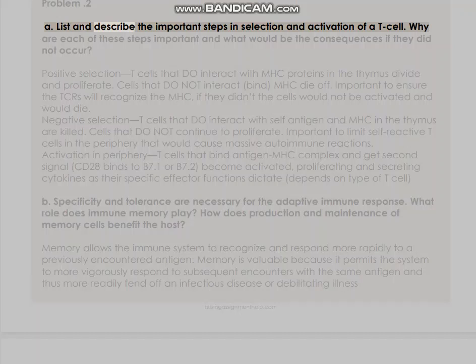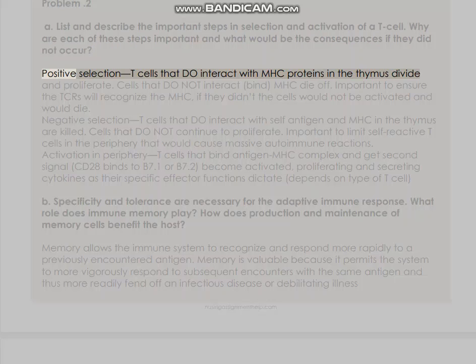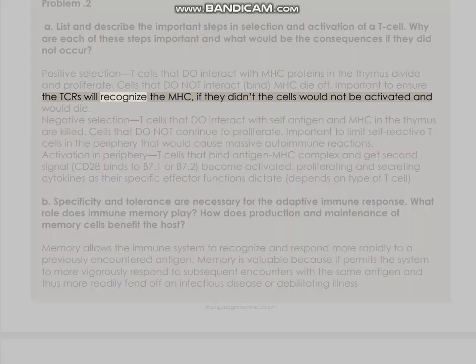Problem Point 2. A. List and describe the important steps in selection and activation of a T cell. Why are each of these steps important, and what would be the consequences if they did not occur? Positive selection. T cells that do interact with MHC proteins in the thymus divide and proliferate. Cells that do not interact, bind, MHC die off. Important to ensure the TCRs will recognize the MHC. If they didn't, the cells would not be activated and would die.